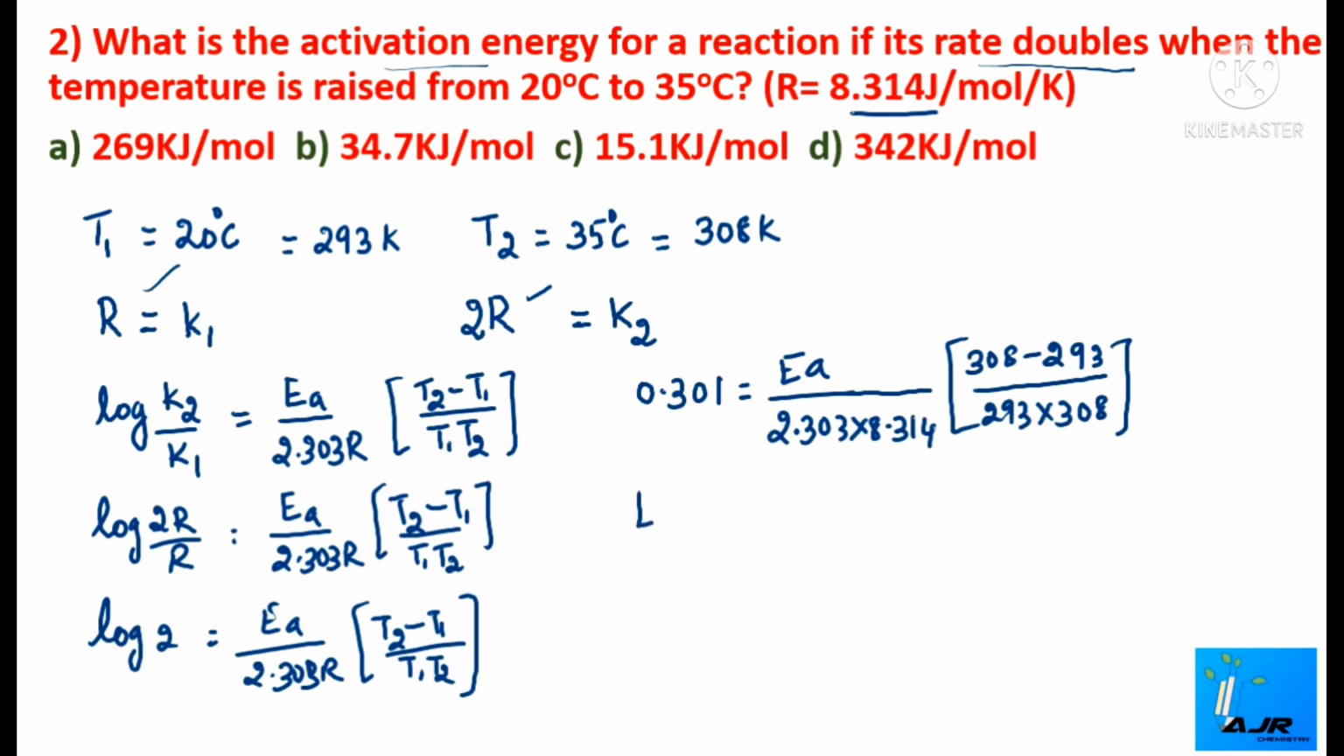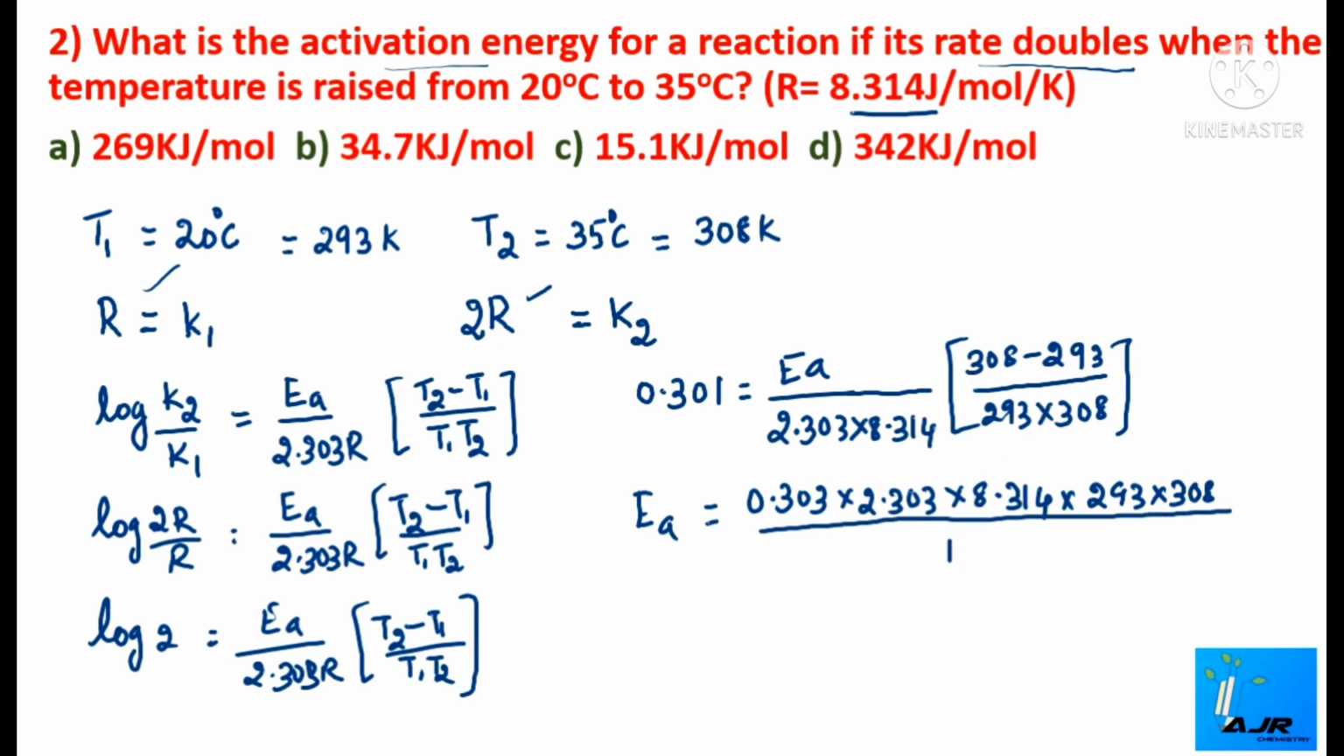You can bring this EA to this side, so that it becomes EA equals 0.301 into 2.303 into 8.314 into 293 into 308, divided by the difference between these two, 615. When you simplify this, you get 34673.4. What's the unit for this one? Joules per mole. If you want to write in kilojoules, then this answer becomes 34.